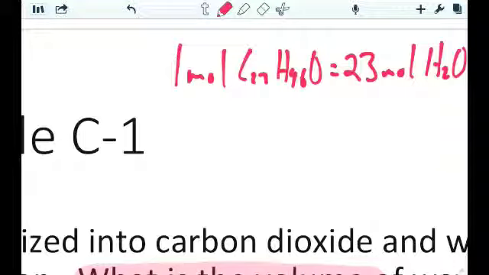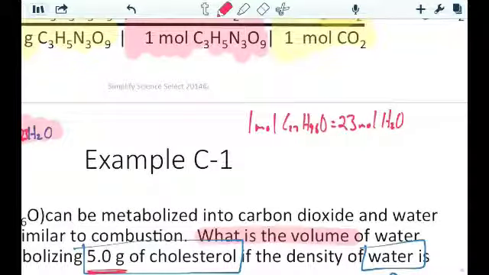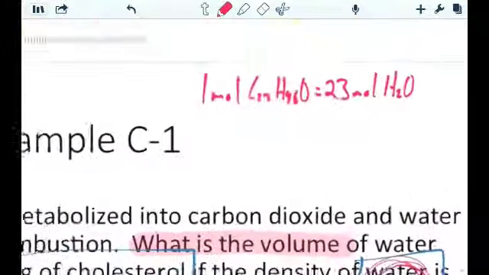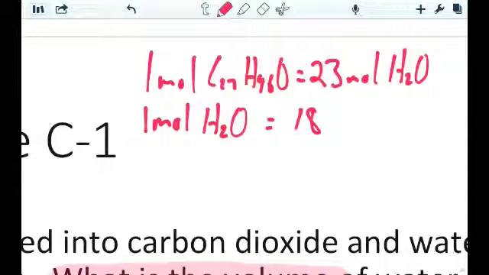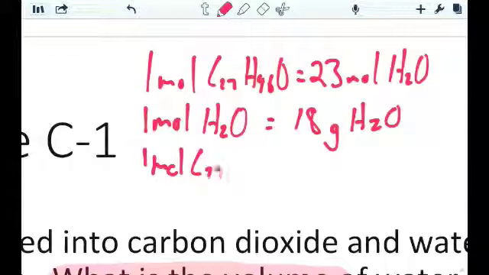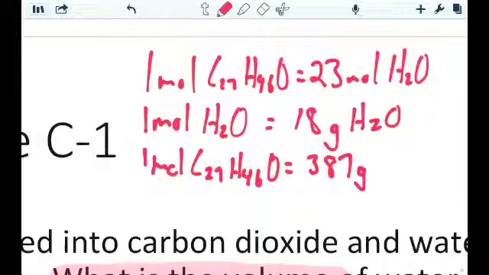Now, since we're starting with grams and we're going to grams, we're going to need the molar mass of both of these. Water, you should have memorized. 1 mole of water is right around 18.02, so we'll just say 18 grams of water. We use water a lot, so that's one you might want to memorize. And then for our cholesterol, 1 mole has 27 carbons, 46 hydrogens, and an oxygen. That'll give us a molar mass right around 387 grams.